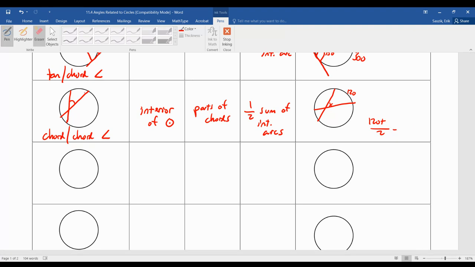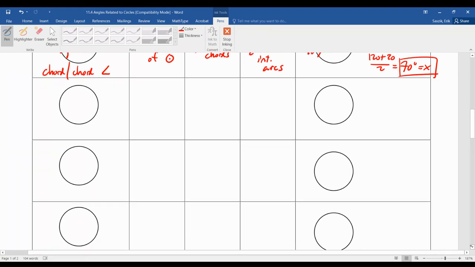You know, that arc looks pretty small. Let's call that 20. So then this would end up being 70 degrees for X. Now that's the only angle that's going to be on the inside, the chord-chord angle. Okay, half the sum of the intercepted arcs.